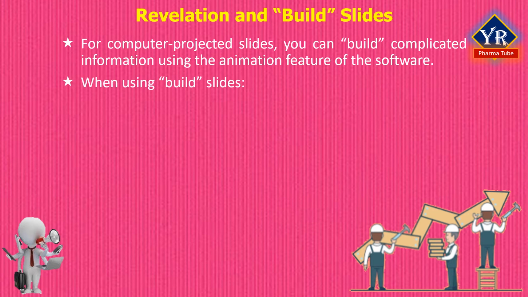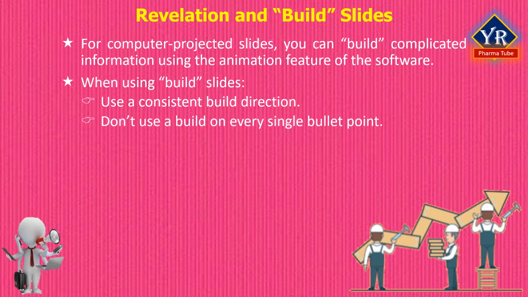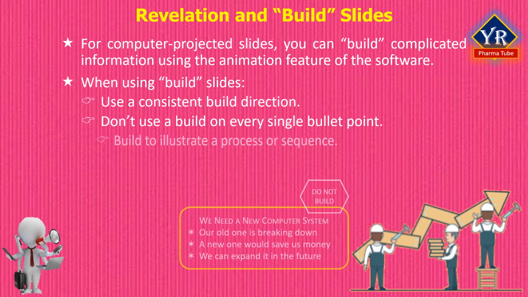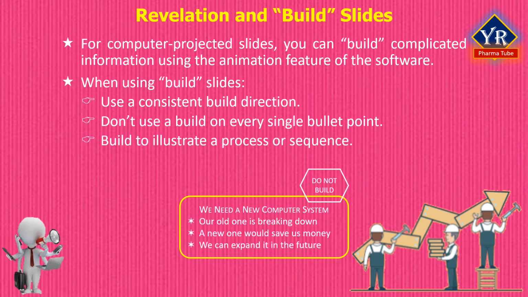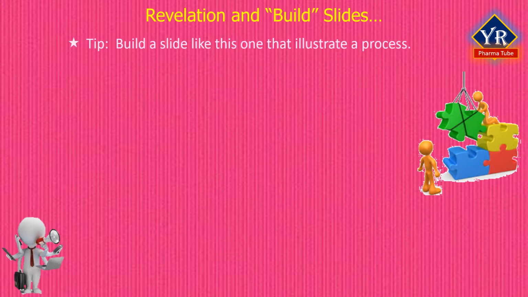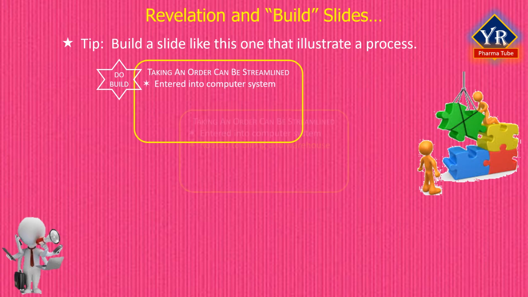When using build slides, use a consistent build direction throughout the presentation, that is, all from the left or all from the top. Don't use a build on every single bullet point. It gets too repetitious. Build to illustrate a process or sequence. For example, as shown in the picture, don't build such information, just put the whole slide up. Build a slide like this one that illustrates a process.